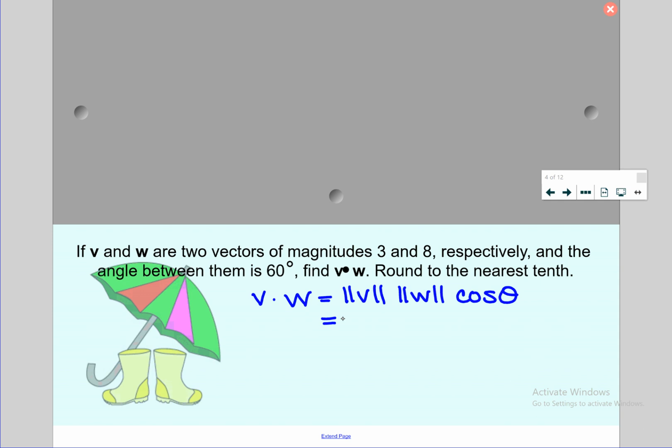So the magnitudes of V and W are given to us, 3 and 8. And then the angle is given to us, cosine 60. Because it's 60, I actually don't need my calculator at all because it's a unit circle value, so I should be able to get an exact answer here. So 24 times, what's the cosine of 60? A half. So my answer is 12. 12 is the dot product.